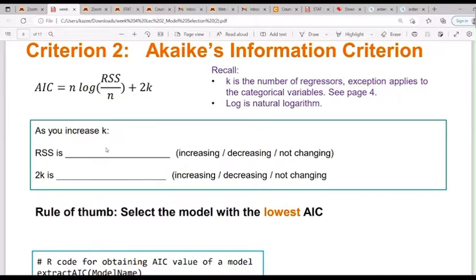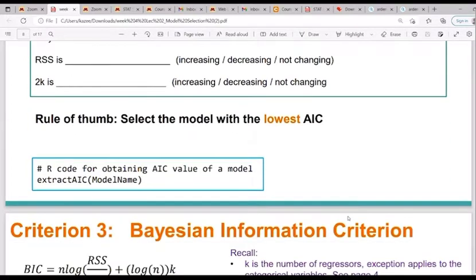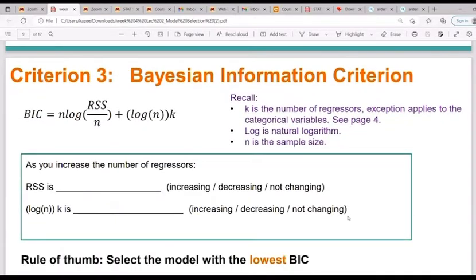So like I said, using the first criterion, we're going to choose the model with the highest adjusted R squared. But using the second criterion, we're going to choose the model with the lowest AIC. I'm going to walk you through how you can run this in R. If you want access to your AIC, I'm going to show you how to do that in R.